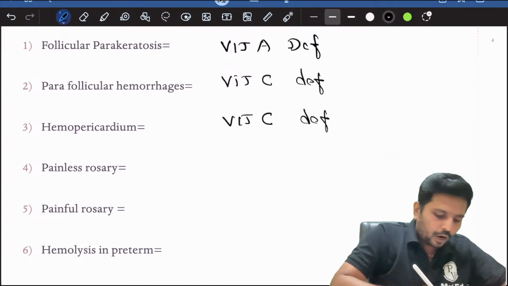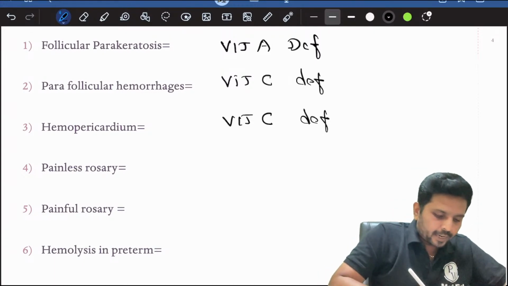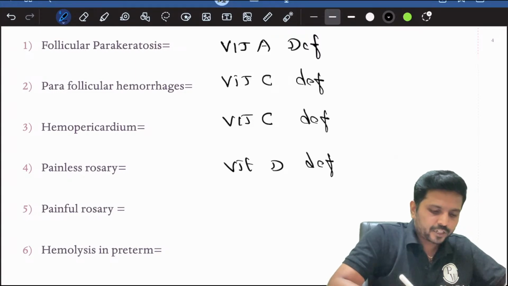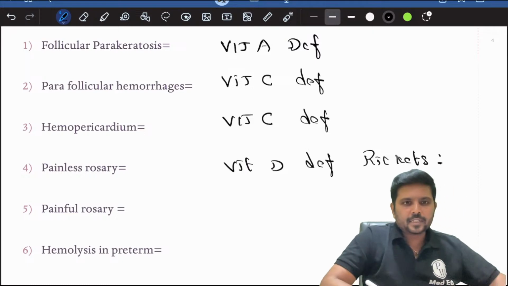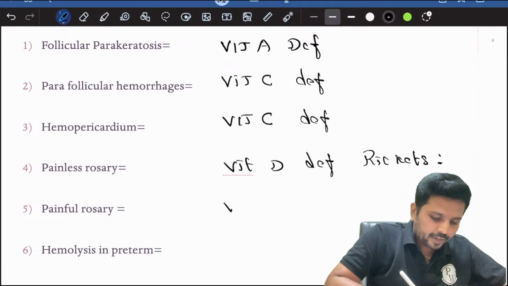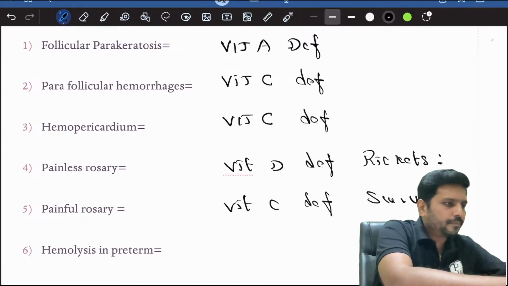Painless rosary often occurs due to vitamin D deficiency, that is rickets. Whereas painful rosary often occurs in vitamin C deficiency, that is scurvy.